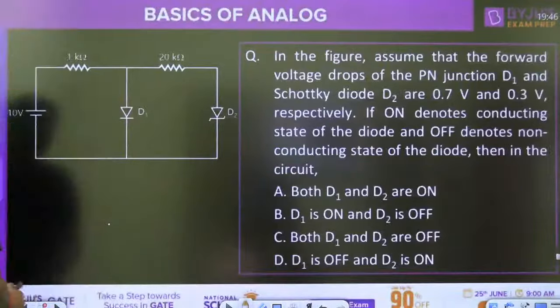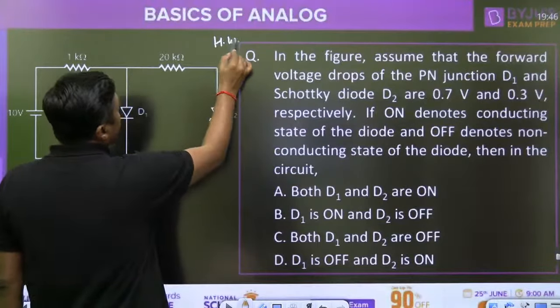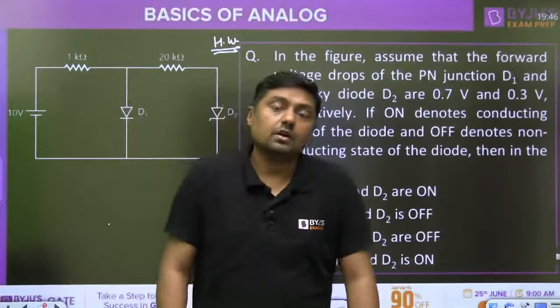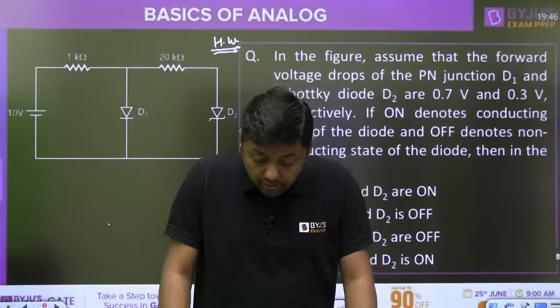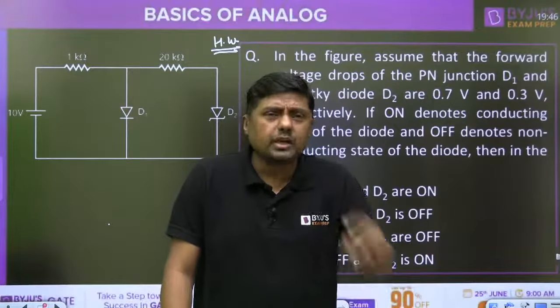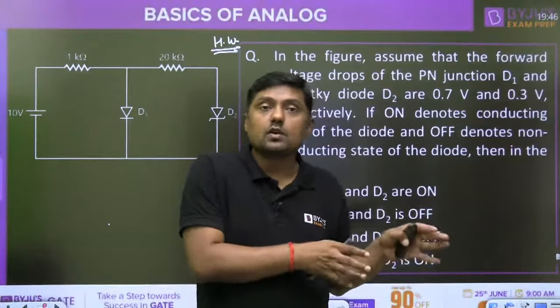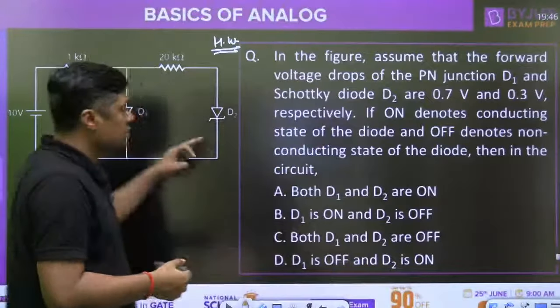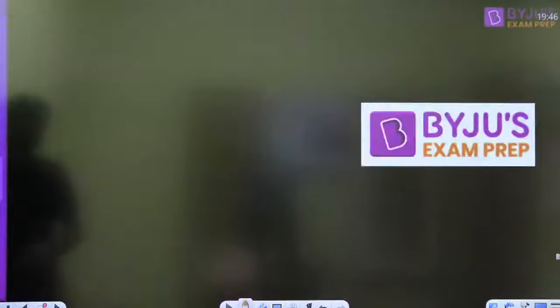Second question: which diodes are on and which diodes are off? You have to find it. D1 and D2, there are two diodes. In GATE 2023, similar types of questions were asked: which diodes are on, which diodes are off in an electrical branch. Tomorrow we will solve the same questions. That is another homework.